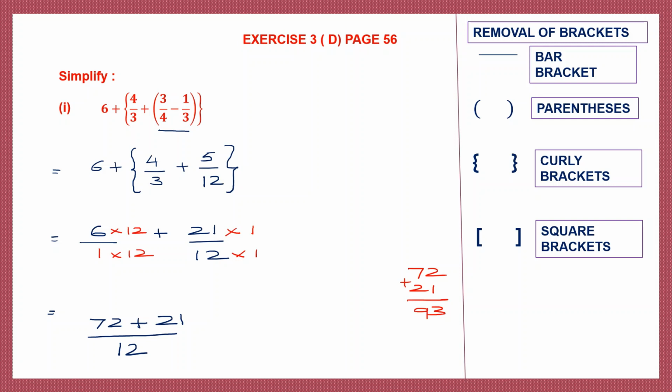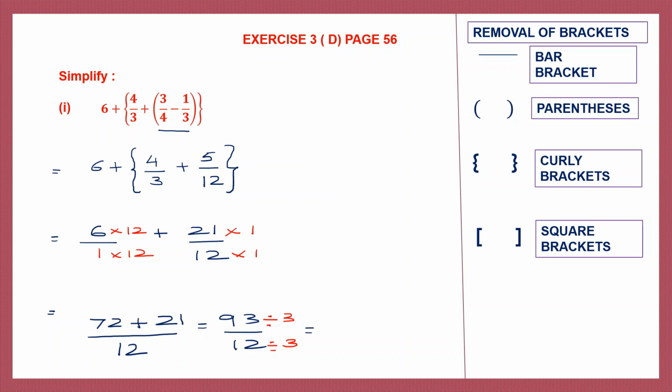So here what do we get? We get 93 by 12, which can be reduced to a lower term. Now let's divide both by a common factor 3. Let's divide both by 3 and see what we get here.